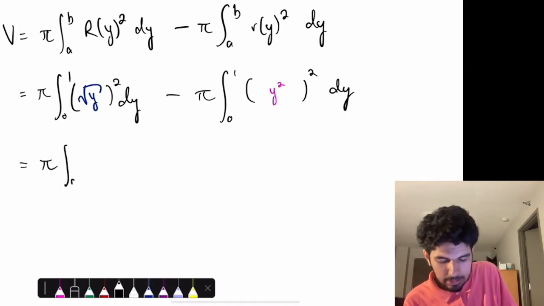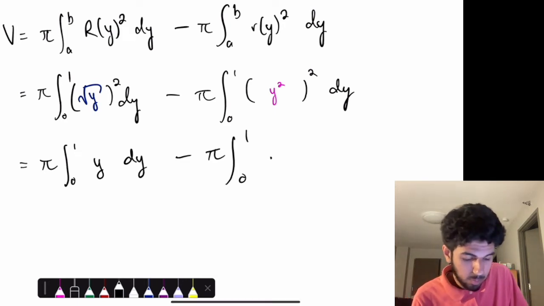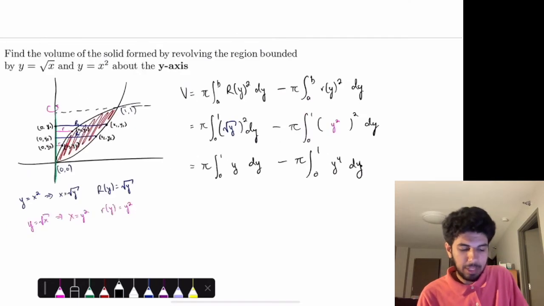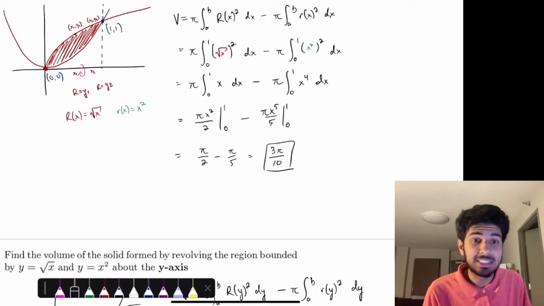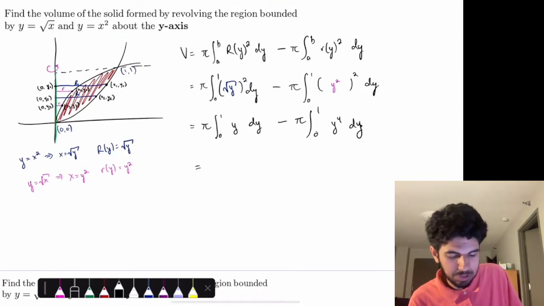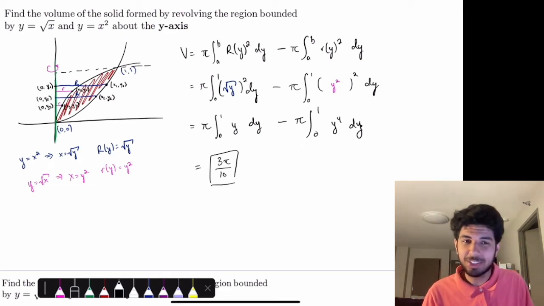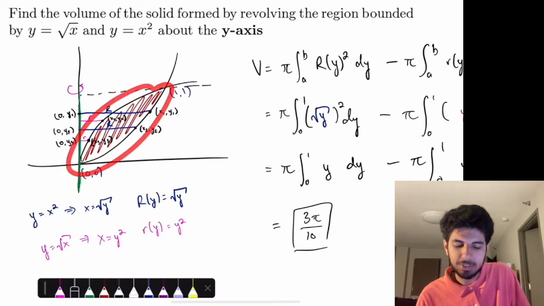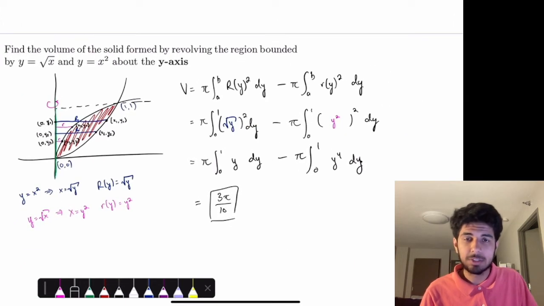This is pi integral from 0 to 1, y dy minus pi integral 0 to 1, y to the 4th dy. And what you'll see is that this is identical to this up here, just with y instead of x. So if you compute this integral out, you will again get 3 pi over 10. Hopefully that's a little bit assuring to you, because this is a very symmetrical shape about this axis, or this line right here, and all we did was spin it about different axes, and we got the same volume, which is a good sign, I would say. So yeah, this is handling it with a vertical axis of rotation.